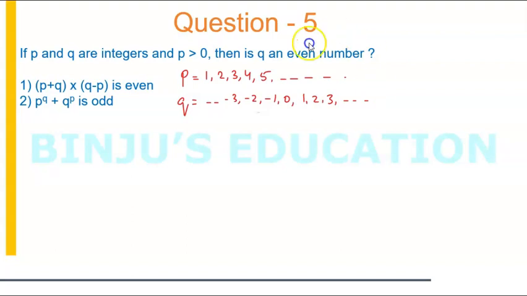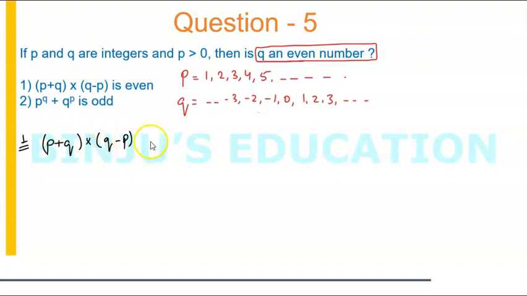Also, is Q an even number? Is Q an even number? Okay, this is what we need to figure out. Let's see what we can do. Okay, so the first statement is P plus Q into Q minus P is even.